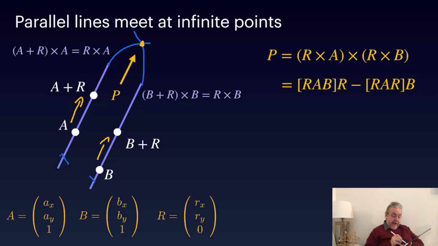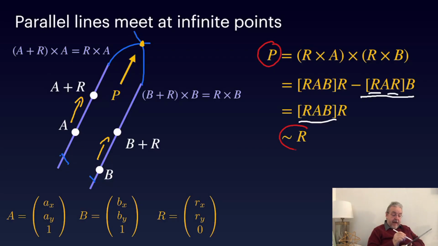If you look closely at this expression, you see that this term vanishes because R happens to be twice in this determinant. So the only thing that is left is some factor times R, which means that our point P is essentially the same thing as our point R. It only differs by a scalar multiple. So the point at infinity that we get is actually our direction vector R.